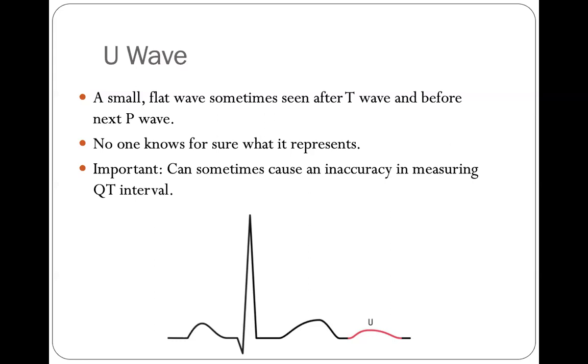The QT interval can be messed up if we don't correctly find the U wave and make sure we don't include the U wave in that interval. Sometimes it can make the TP segment difficult to find, so the baseline can sometimes be difficult to find. So we need to note the presence of a U wave and then note that it might make analyzing the rest of our EKG a little bit more complicated.